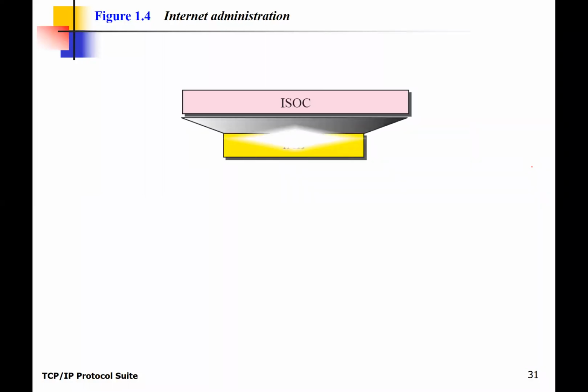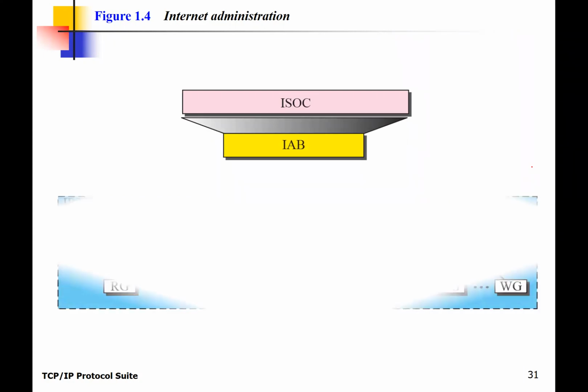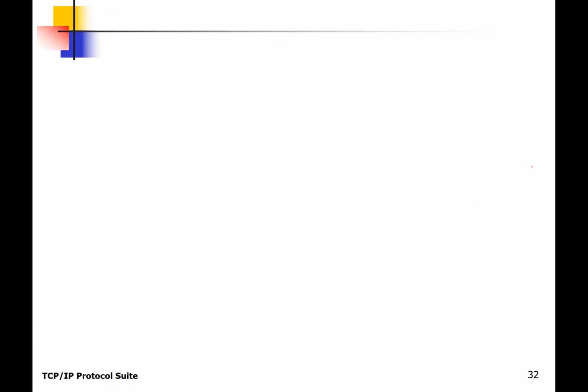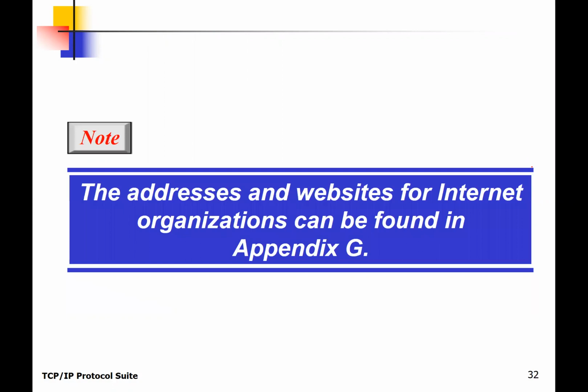So the ISOC has, underneath that you will see IAB. Then you will have different organizations, and all of them work together to manage the internet. And in Appendix G, you will find the website and phone number if you want to call them and talk to them, to understand what they do. You can do that, it's available.